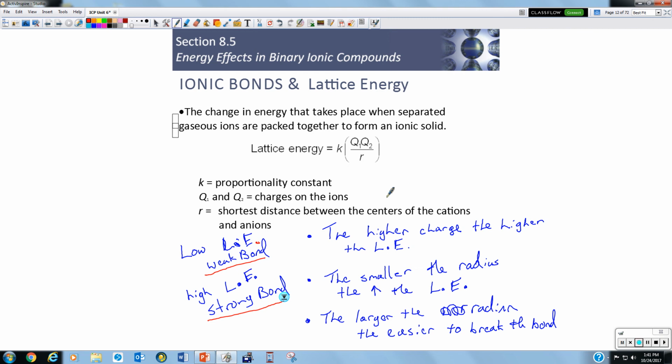But again, we're looking at two things when it comes to lattice energy: charge and radius. That's our comparison. It should make sense that the smaller radius is going to produce a higher lattice energy, and a higher charge, a bigger number on top, will produce a higher lattice energy. So the larger the number on top and the smaller the number on bottom gives you a larger lattice energy, and it produces a stronger bond.